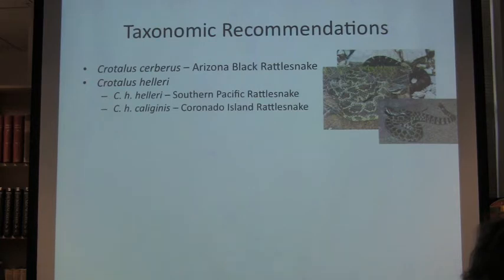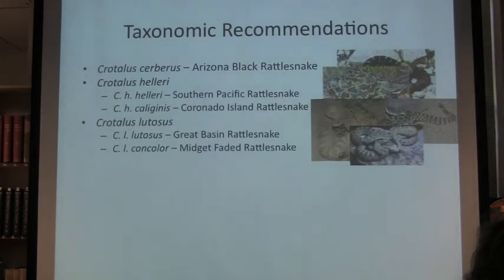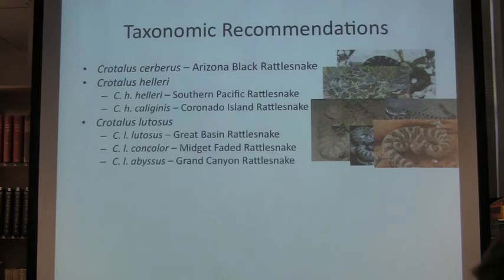This individual was not represented in my study, but previous mitochondrial studies again have found this island endemic to be nested within Crotalus helleri. I recommend that Crotalus lutosus contain the Great Basin rattlesnake, midget faded rattlesnake, and the Grand Canyon rattlesnake, though these latter two were only represented by a single individual in my study. So additional systematic work is paramount to making any recommendations with confidence here.